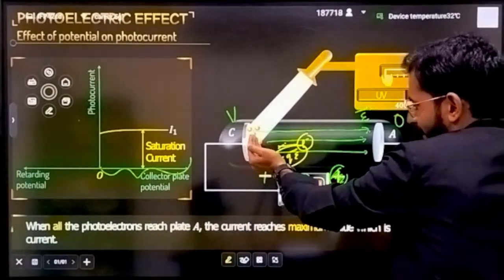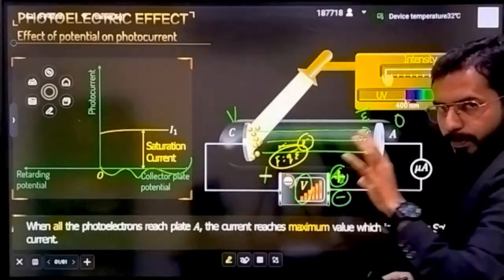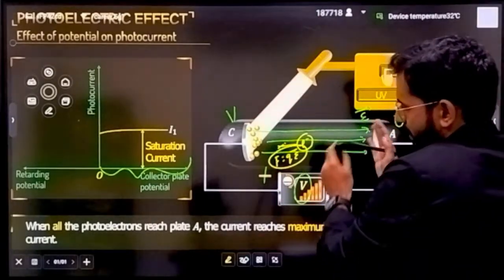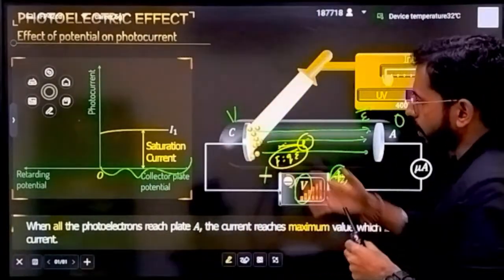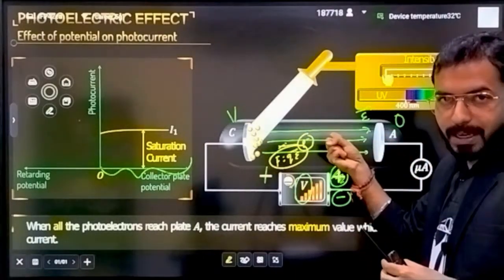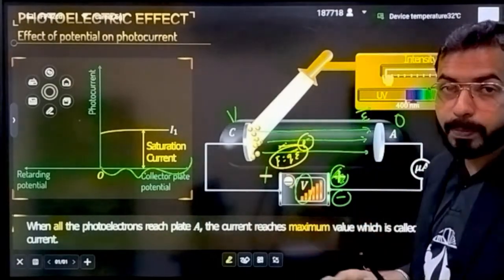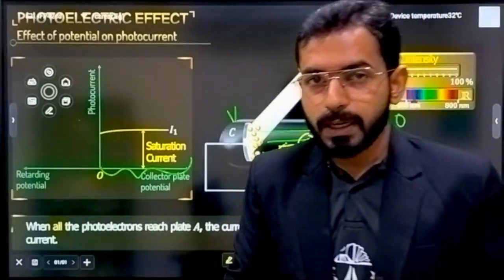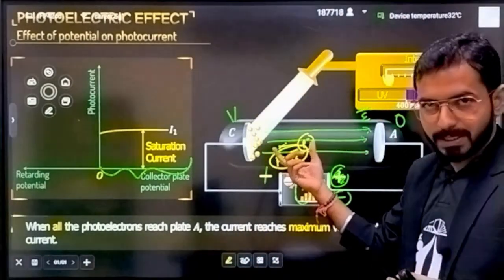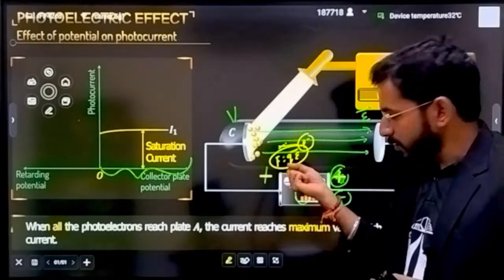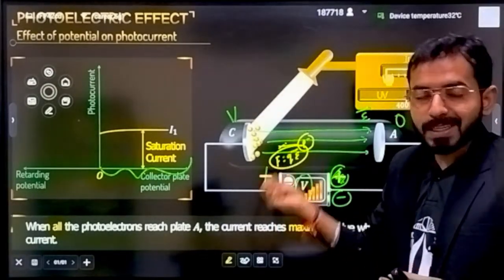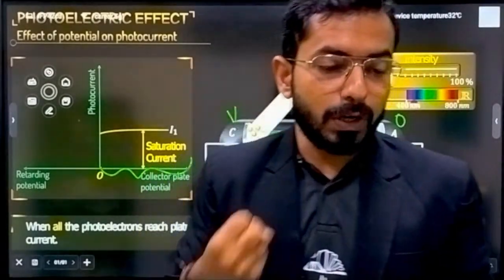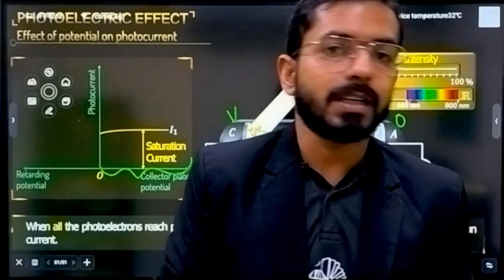Now what will happen? The electron will try to go towards the positive plate, because the anode is basically a positive plate. But this extra force will not allow it, because the force is taking it to the same side. That means it will not allow this electron to reach the collector plate. If electrons are not able to reach, how can current be generated? Slowly, if you are increasing this potential difference, this force is also getting stronger. It will not allow a single electron to reach the collector plate. If not a single electron is reaching the collector plate, how will the current come?